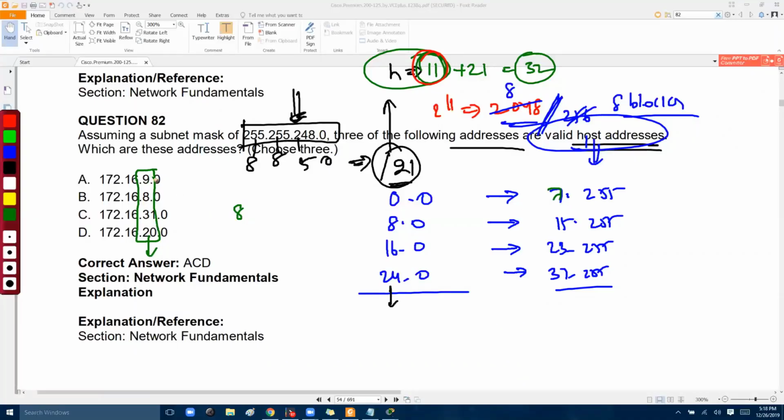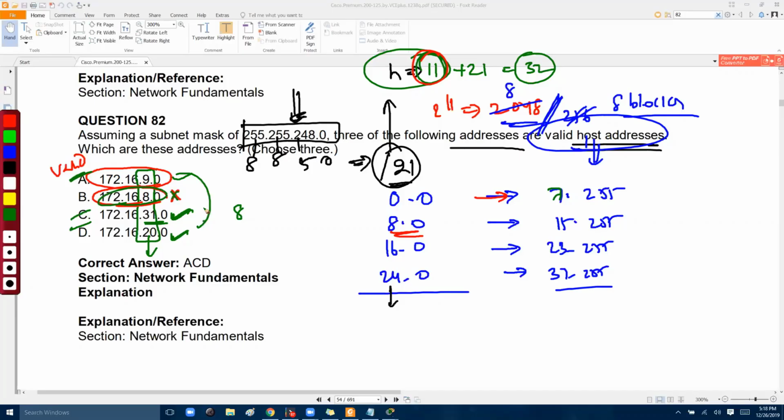So which means here in my example, this is your valid address because it is coming in this range. Of course, 8.0 is not a valid address because it is a network ID. And 31.0 is a valid IP. Of course, 20.0 is also a valid IP address. So these are the valid IP addresses, which means these are the 3 valid IPs. Even if you figure out the wrong address, automatically get the 3 correct answers.